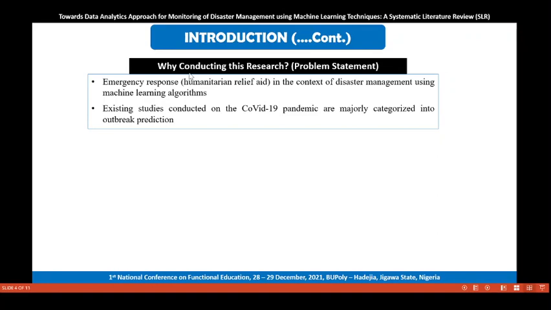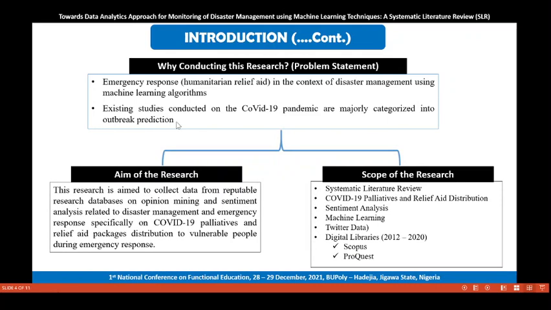So why conduct this research? This is the problem statement. Emergency response, which is humanitarian relief aid, in the context of disaster management using machine learning algorithms. So this is the focus area, like I explained earlier. And the second one is that existing studies conducted on the COVID-19 pandemic are majorly categorized into outbreak prediction. So that means there is a gap in disaster research that focuses on relief aid materials for vulnerable citizens.